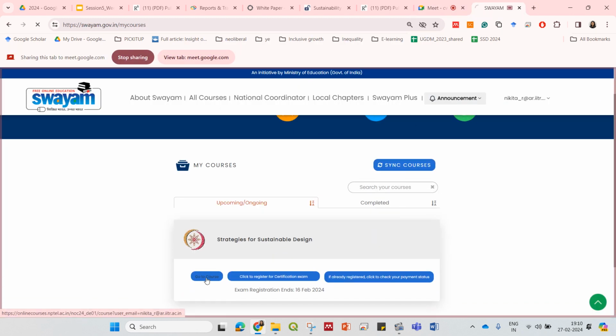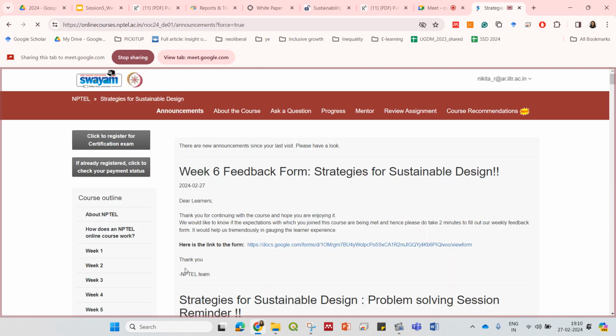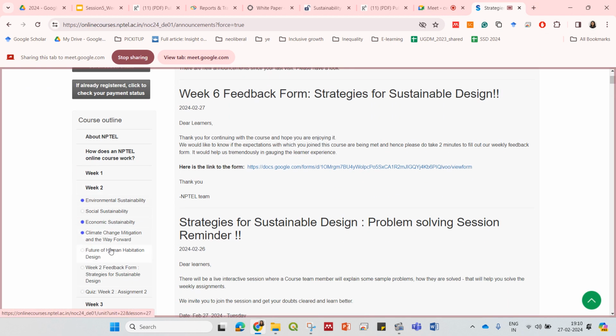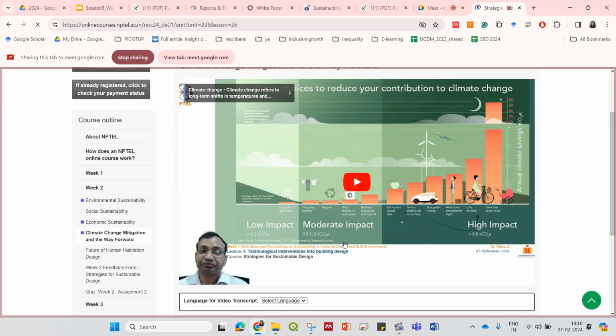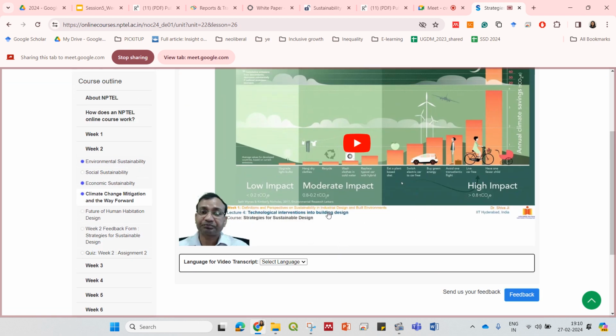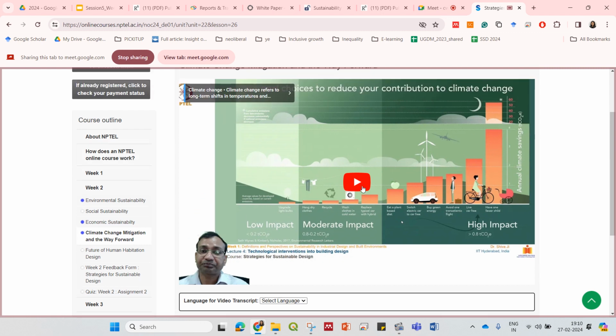Okay, so this is the course. I think it was in week 2 where we talk about climate change mitigation and the way forward. In this lecture itself you can find that. You can see even the front page of this lecture has the same graphic that we are talking about. This graphic about which kind of choices you can make and what impact they have has been discussed in lecture 3 of week 2, which is the lecture on climate change mitigation and the way forward.